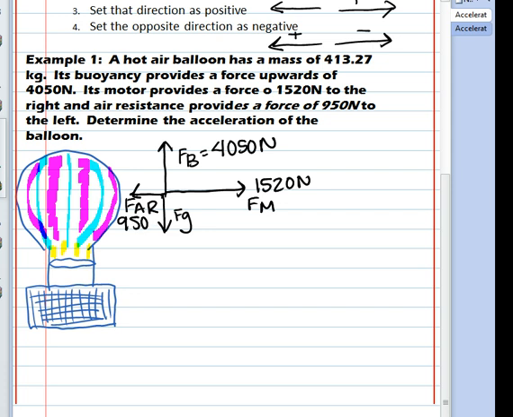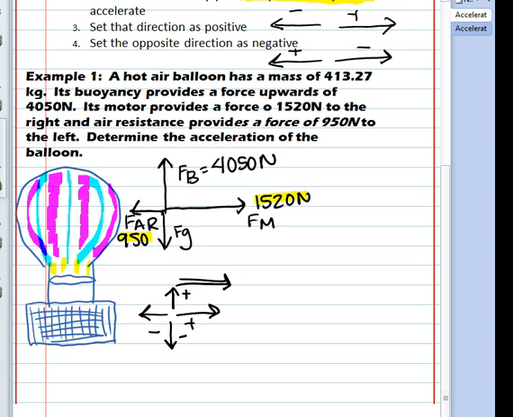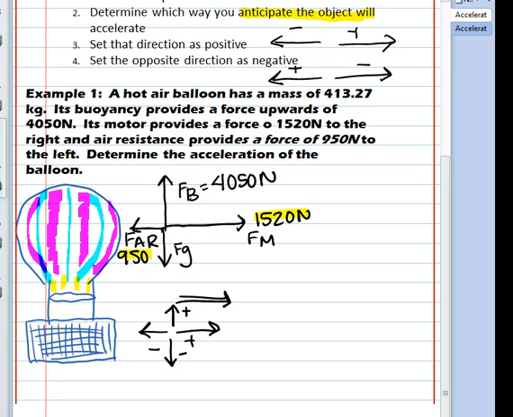Now, just like we've been doing in all of our problems, we're going to set up stuff in the X and Y. Before we do that, we want to figure out which way is going to be positive and which way is going to be negative. In this case, since when I look at this, I see that my right force is greater than my left force, we can anticipate that overall it's going to accelerate to the right. So I'm going to say that right is positive, left is negative. And since we don't know anything about up and down, I'm going to keep our normal conventions that up is positive, down is negative.